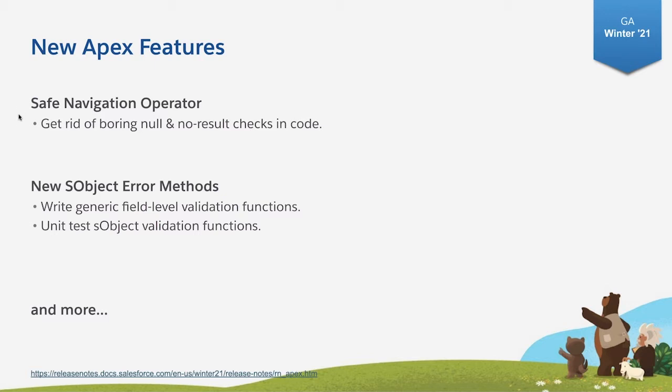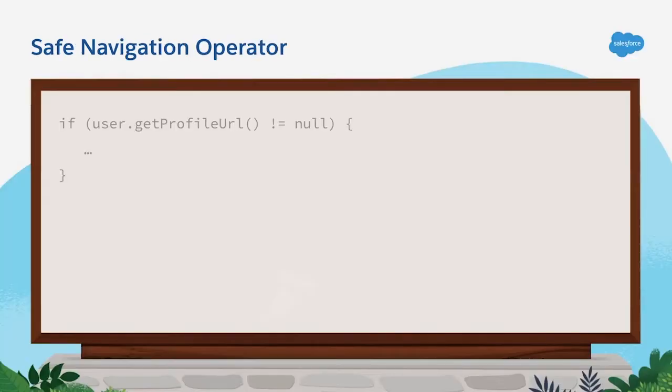The first is a safe navigation operator that will help you reduce boilerplate code. And the second is a number of improvements we're making to the SObject error methods. These are the methods that you use to report validation issues to users during record save operations. All these improvements will help you almost every time you write new code. Now let's jump straight into the safe navigation operator.